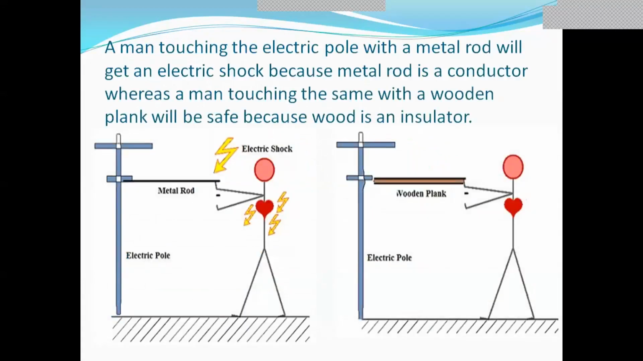So, a person touching the electric pole with a good conductor gets a shock, and a person touching the electric pole with an insulator does not get the electric shock.